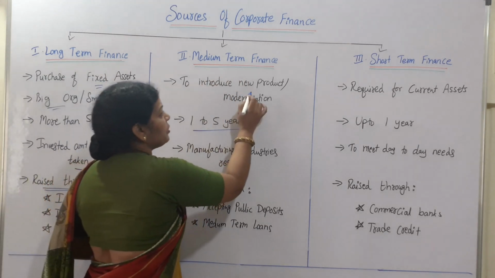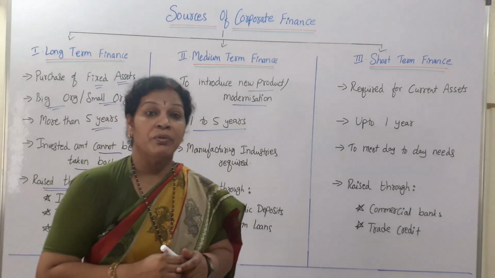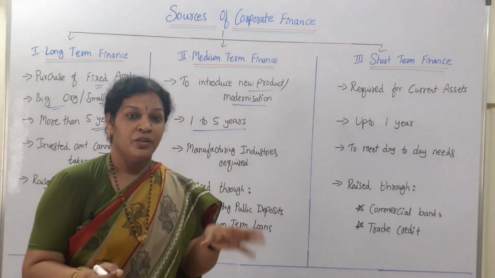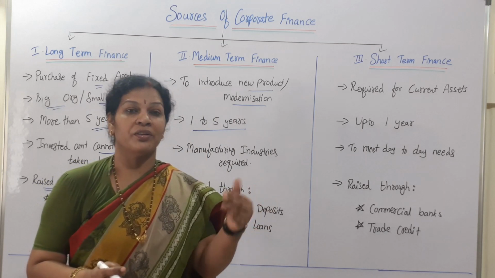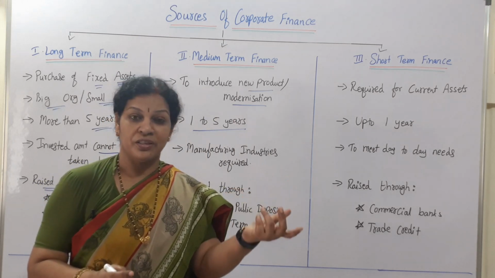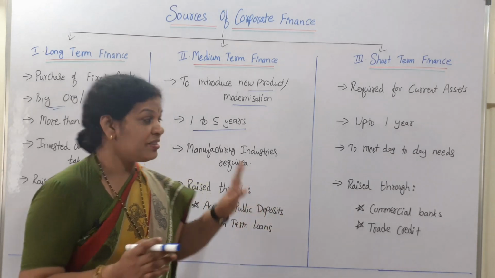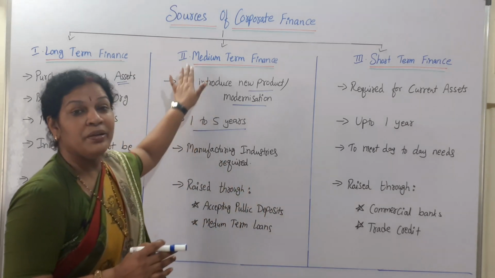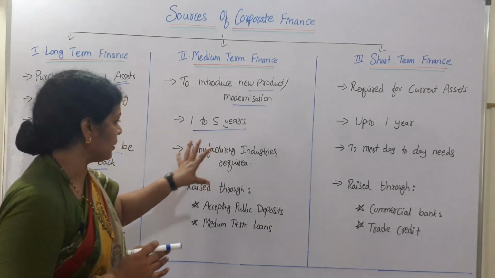Why do we need this medium term finance? It is mainly to introduce a new product or for modernization. When you want to buy a new product, or you already have some old furniture or old machinery and want to upgrade or modernize it, in such cases you need this medium term finance, that is 1 to 5 years in between.